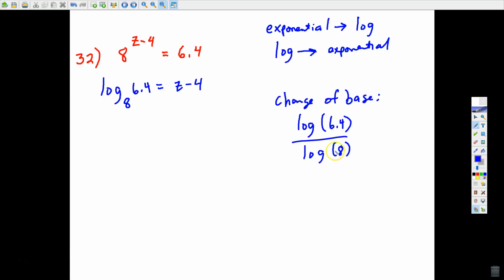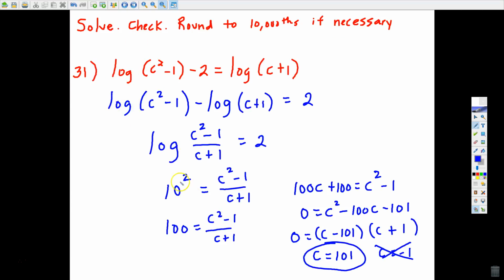Okay, so using the change of base formula, you should be looking at 0.892690063 in your calculator, and just leave it there. So to solve for z, we're just going to add 4 to that number, and our answer is 4.8927 to the 10,000th place. Okay, so I can't stress enough how to change exponential equations to log form so you can solve them, and then changing log equations to exponential form so you can solve them.